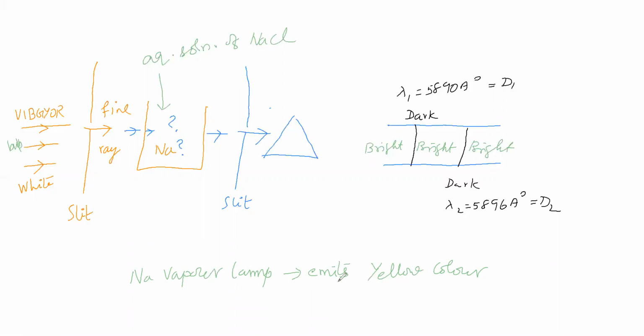Now, why does the sodium vapor lamp emit yellow color? Due to what has it emitted yellow color? That we have to see. Now we will take the sodium vapor lamp, and we will take the sodium atom.